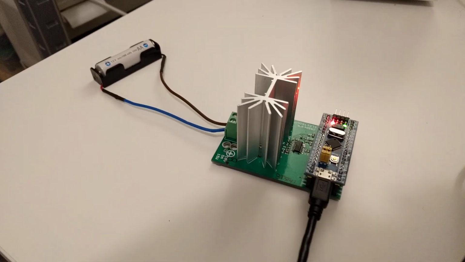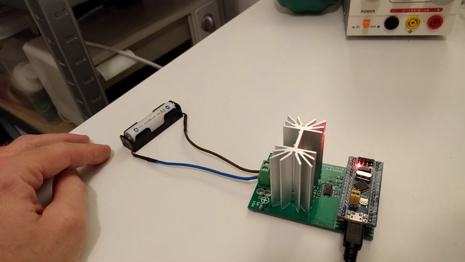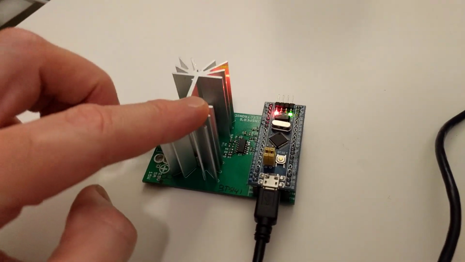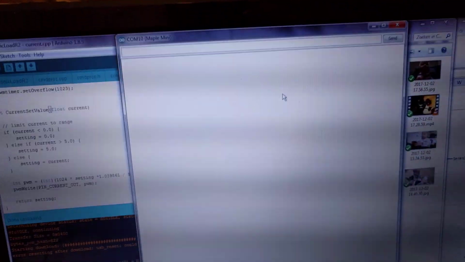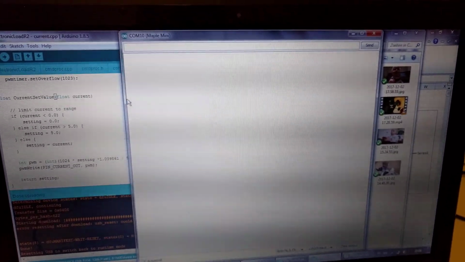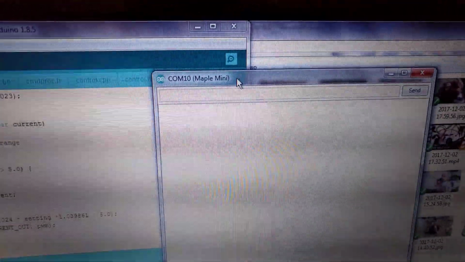This video demonstrates how you can measure battery capacity. So I connected a AA battery to the battery terminals, and now I use the computer, the serial monitor, to configure discharge of the battery and the under voltage limit.